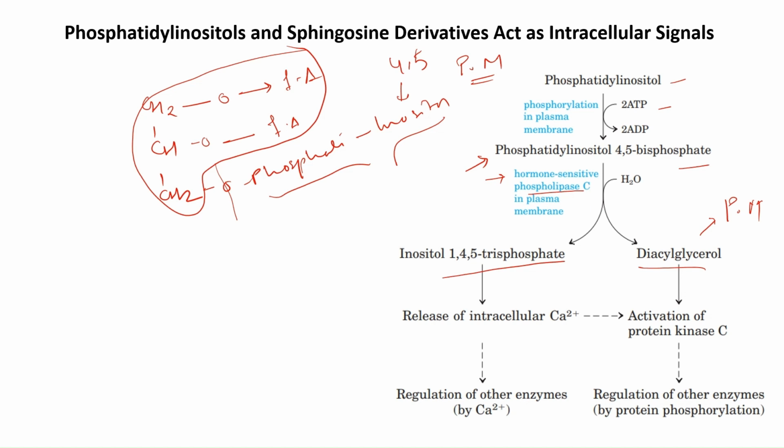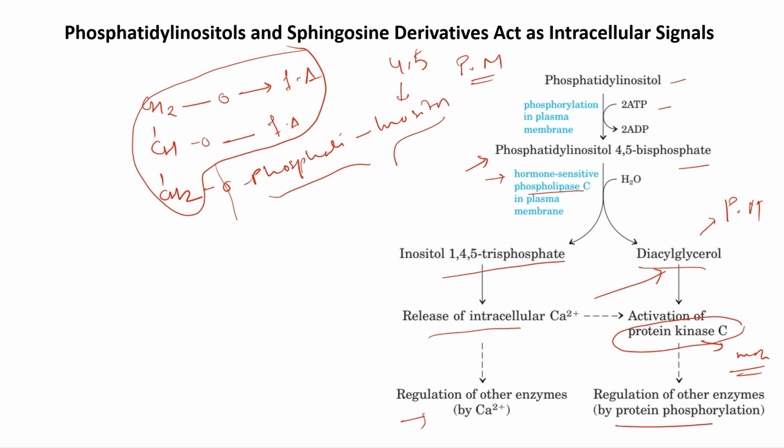But this inositol 1,4,5-triphosphate enters inside the cell and stimulates the release of intracellular calcium. Now this calcium helps in the regulation of other enzymes, and this calcium along with diacylglycerol activates protein kinase C. Protein kinase means it helps in the phosphorylation of other proteins or enzymes, thereby activating them. So once it activates other molecules, the signal transduction process proceeds. So it helps in the regulation of other enzymes by protein phosphorylation.